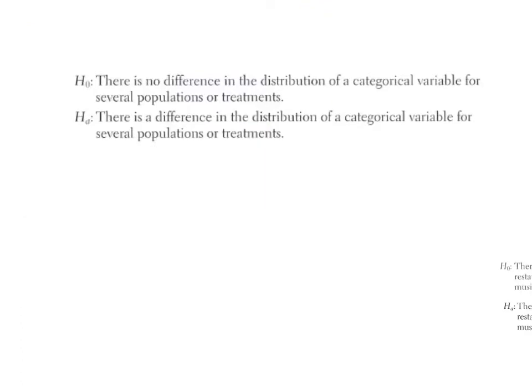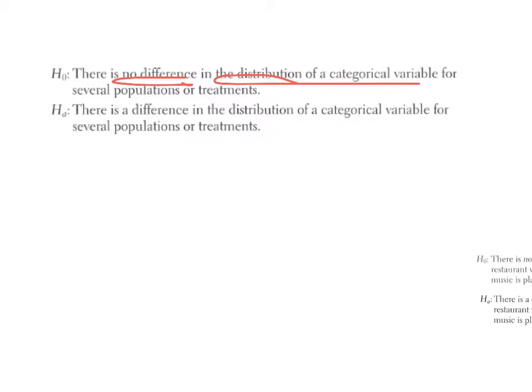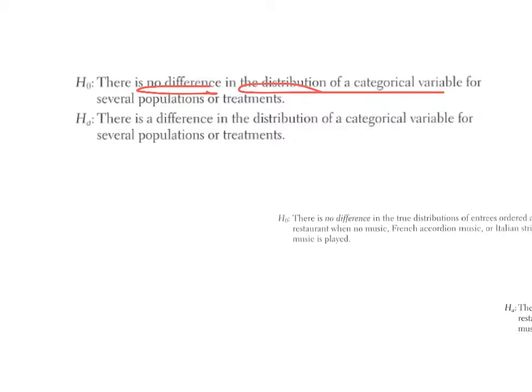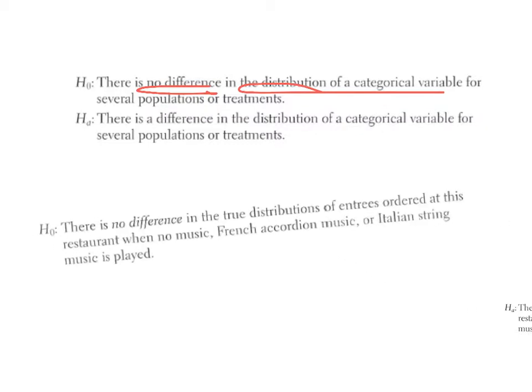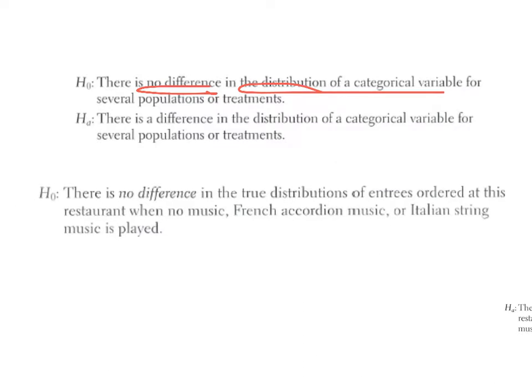So since this chi-square for homogeneity is a type of significance test, we're going to have to do a null and alternative hypothesis. Our null is always going to be that there is no difference in the distribution of a categorical variable for several populations or treatments. Thinking back to the restaurant example, our treatments were the different kinds of music.